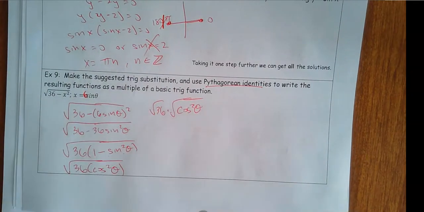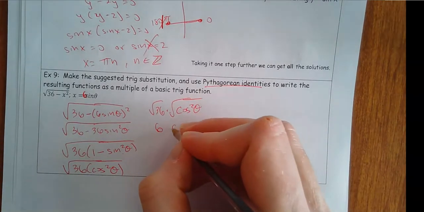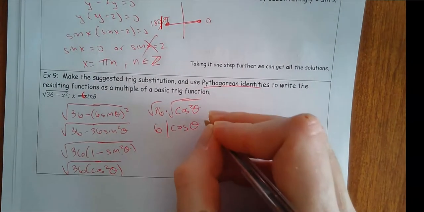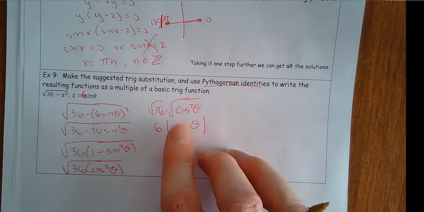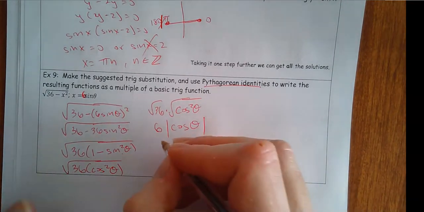Square root of 36 is going to be plus minus 6, but with Pythagorean identities, we want to keep this positive. So it's going to be a 6. And then the square root would be cosine theta. And just to keep everything positive, let's do the absolute value of that. So you're always going to just do the absolute value of this when you're on that step. So it'd be 6 times the absolute value of cosine theta. And that makes everything always positive then.